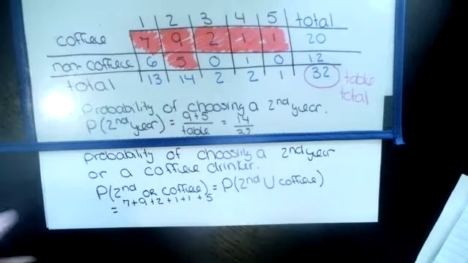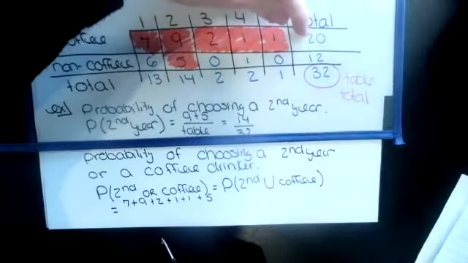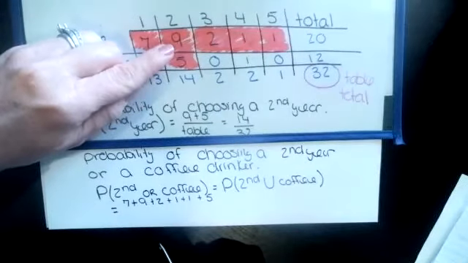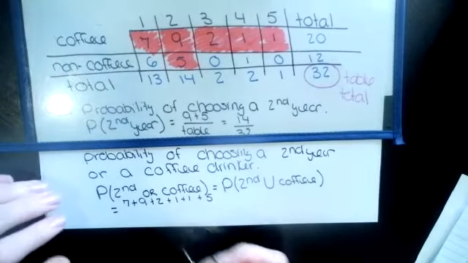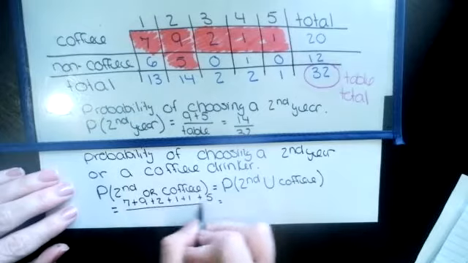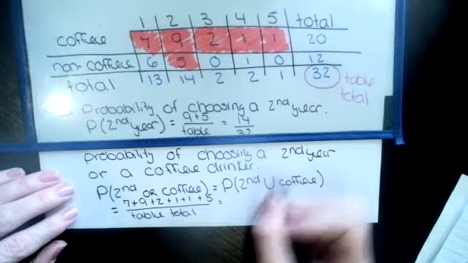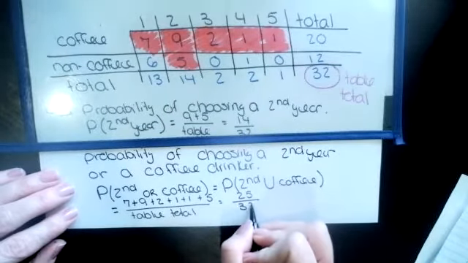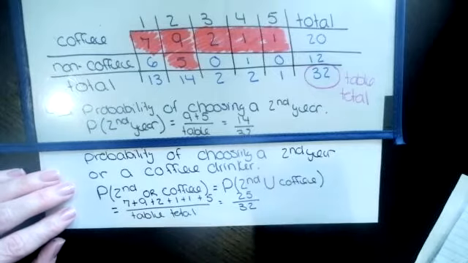You see what I have here? So I have the 7 plus the 9 plus the 2 plus the 1 plus the 1, which I know that's 20, right? My table. And then plus the 5. I'm not going to add the 9 twice, right? I'm adding up all the numbers shaded once. Okay. And again, this is out of my table total. So I have my 20 plus my 5. So I have 25 over this 32. And that's how I'm going to find probabilities using my two-way table.